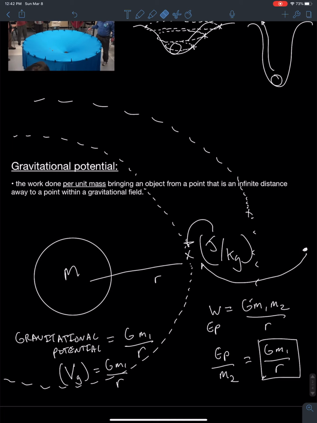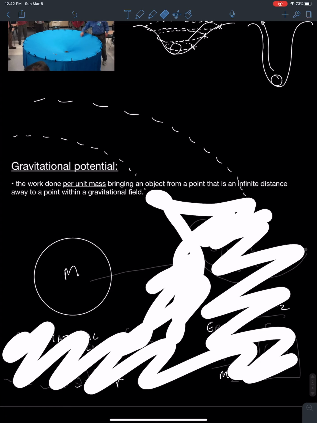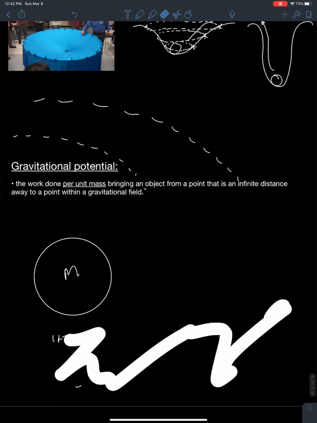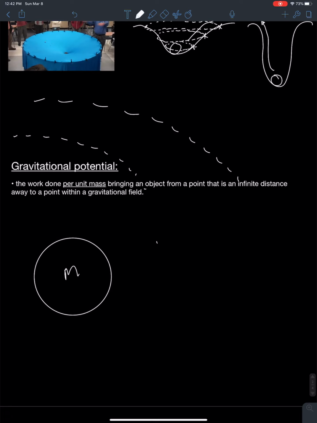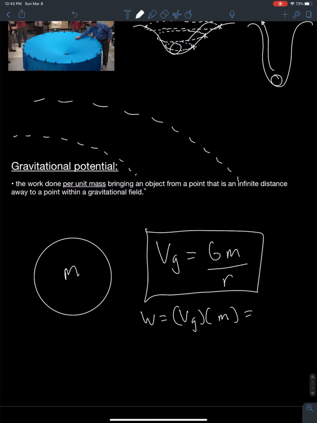Okay, so if I erase all this stuff, just to summarize what's in this box, okay? All right, so VG is equal to G M over R. If I want to calculate work, it is going to be equal to VG, the gravitational potential, times the mass of the object. And that would tell me how much potential energy I would have of an object if I moved an object to that point. Okay, so we just came across another formula. VG is equal to GM over R, and that defines gravitational potentials.